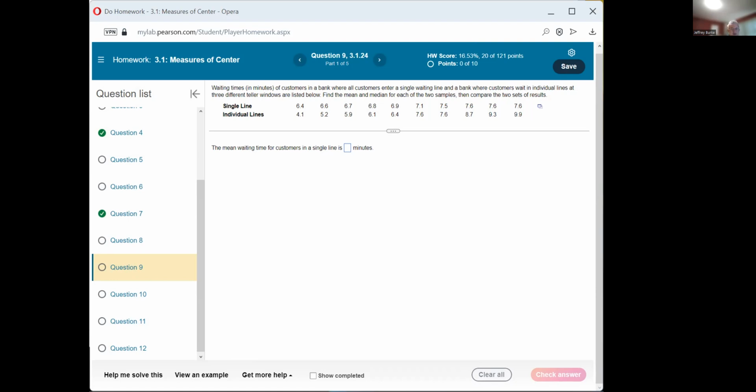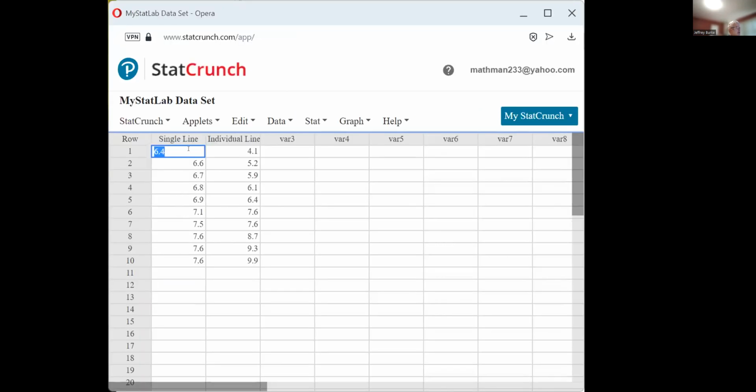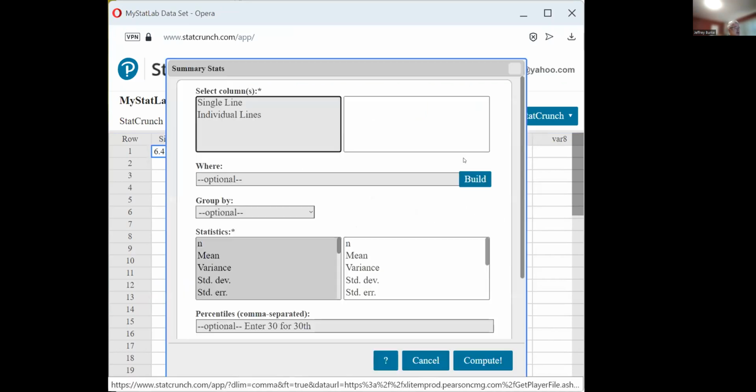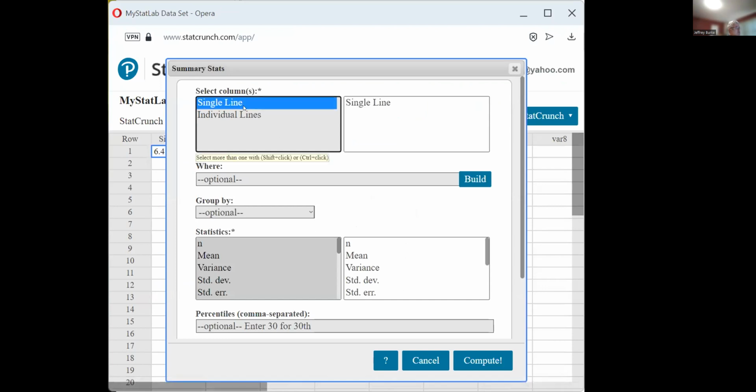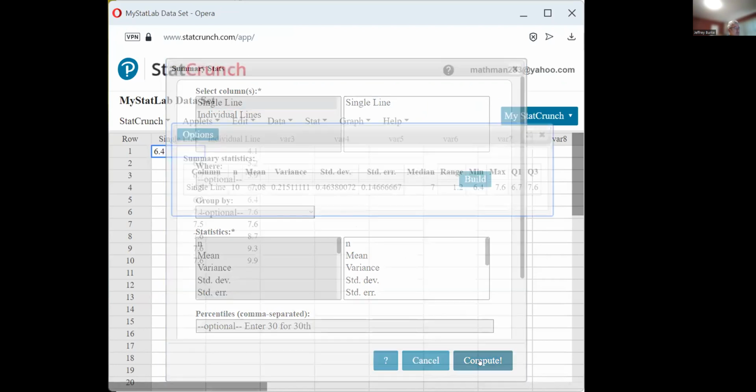And it looks like we're going to be toggling back and forth a bit here. So I'm going to pull up the summary data for this one. Okay, so I'm looking at the single line. I go Stat, Summary Stats, Columns, and I want to make sure to choose the single line. And I'll just run a quick test here.